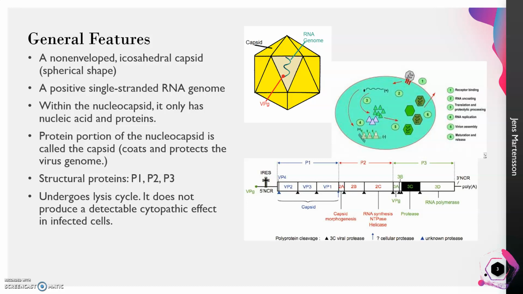The general features of Hep A is a non-enveloped icosahedral capsid, meaning a spherical shape, with a single-stranded RNA genome, a positive one. And then within the nucleocapsid, it only has the nucleic acid and proteins. Another name for the nucleocapsid is capsid, which is a protein portion that coats and protects the virus genome.